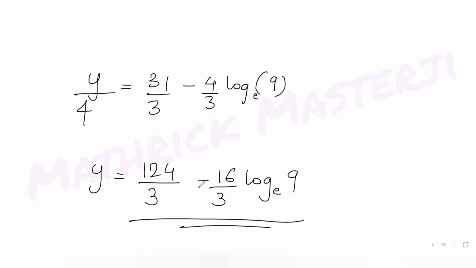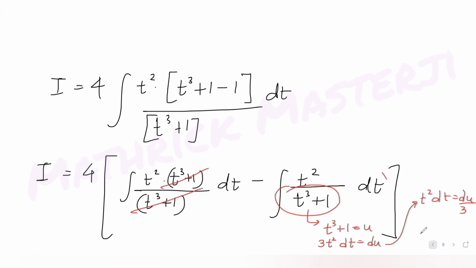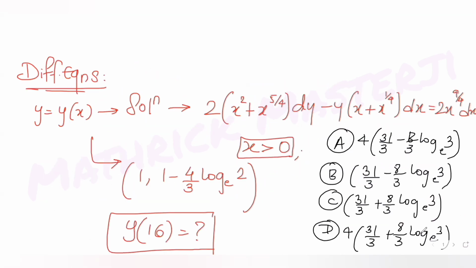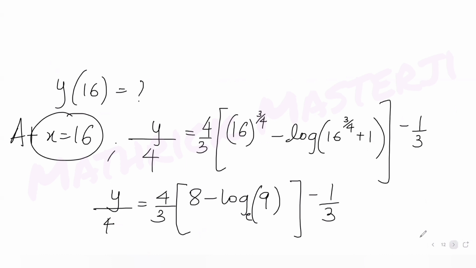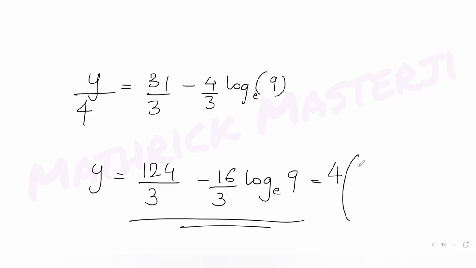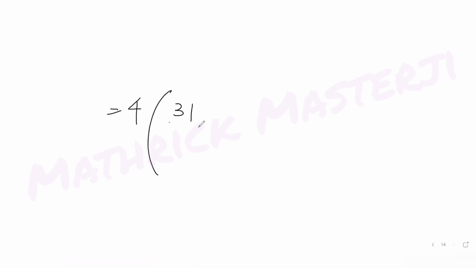If I try to solve this further, taking something common here, and convert it in terms of the options given. The options are given in terms of log 3 actually. So we need to have log 3, and it is also 31 by 3 first. So I have to take 4 common. If I take out 4 common and convert my logarithm to base 3, it becomes 4 common. So 31 by 3 minus 4 by 3 log 9 to the base e, I can write that as log 3, so 2 comes in the front and gets multiplied with 4 by 3 to become 8 by 3. So you get the answer as 31 by 3 minus 8 by 3 log 3 to the base e.